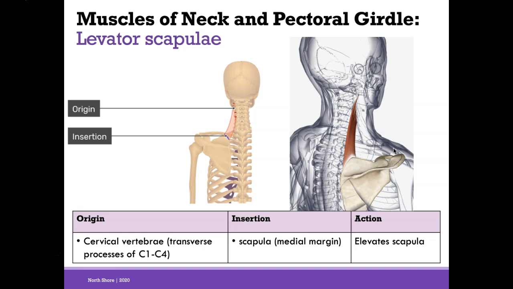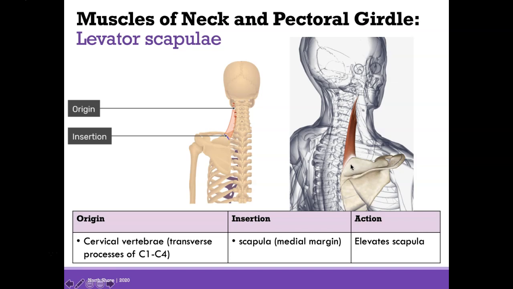So sticking with the scapula, we have a muscle called the levator scapulae, which elevates the scapula. And it originates on the cervical vertebrae, specifically the transverse processes. So those are the parts that stick out on the sides. So it attaches to C1 through C4. And it inserts on the scapula at the medial margin.